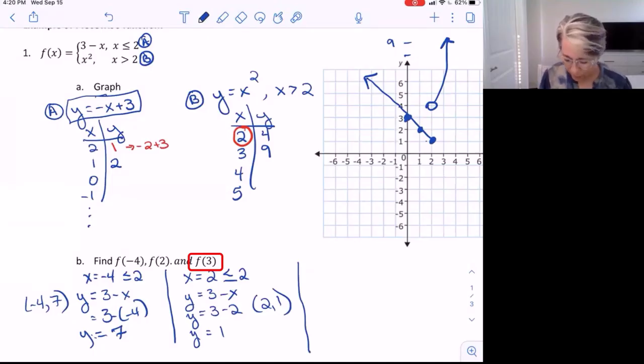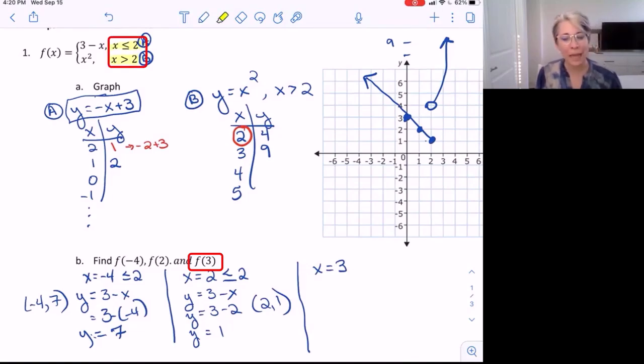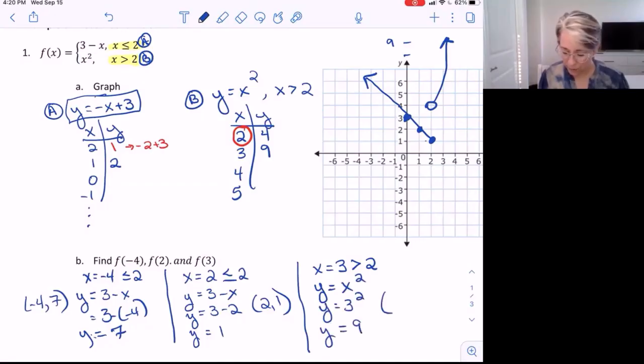The very last value that they give us, f of 3, means our x equals 3. But again, as we look up here for our domain, that 3 satisfies the second piece where it's larger than 2. So we're going to use the piece where x is squared. Plug in our x of 3, and we get y equals 9. So we have the point 3, 9.